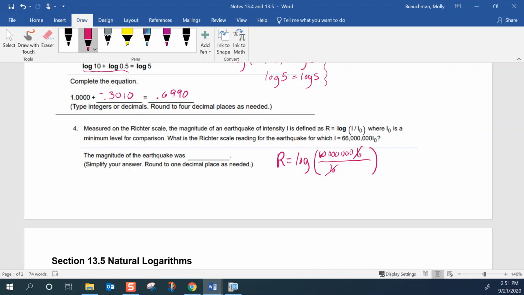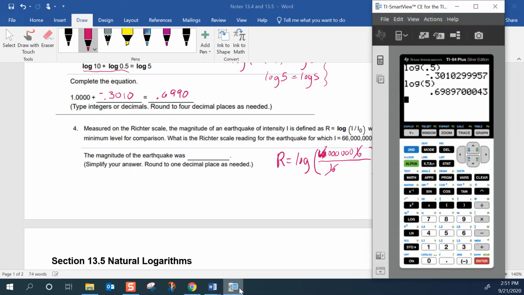You would type in your calculator the log of 66 million. Sorry about the writing. So on the calculator, log of 66, and make sure you have enough zeros: 4, 5, 6.